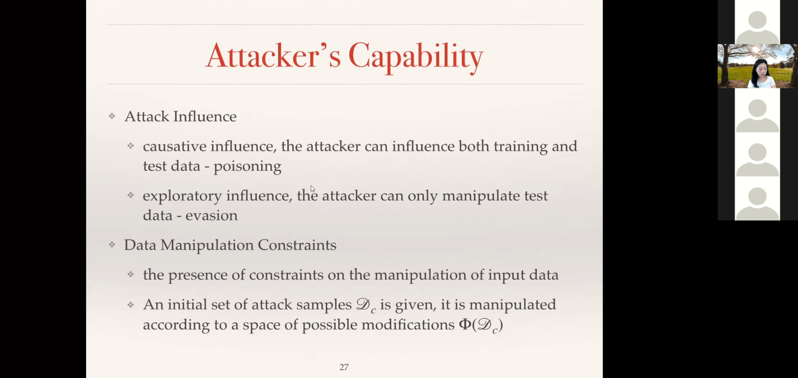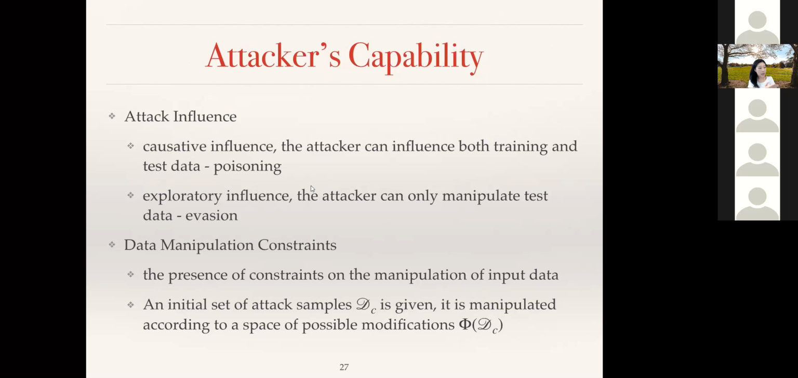Now the other important aspect of the attacker's capability is the data manipulation constraints. Of course, the presence of the constraint is on the manipulation of the input data, right? So in an evasion attack, people are familiar with the LP norm perturbations, or more advanced patch perturbations, or some kind of human perception constraint and so on, right? So those are the so-called constraints on the manipulation of the input data. This basically tells you the power of the attacker.